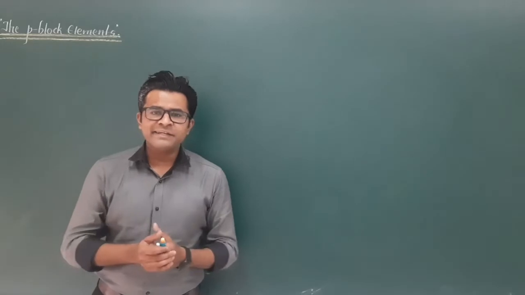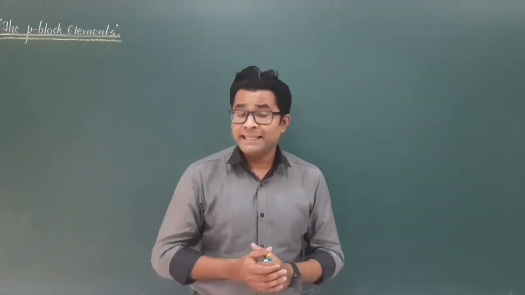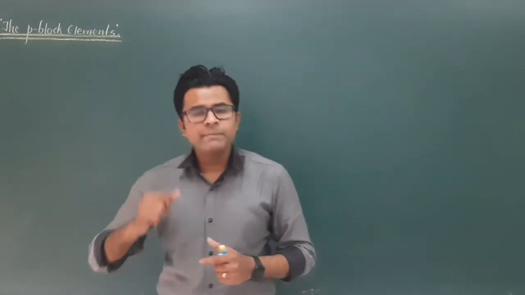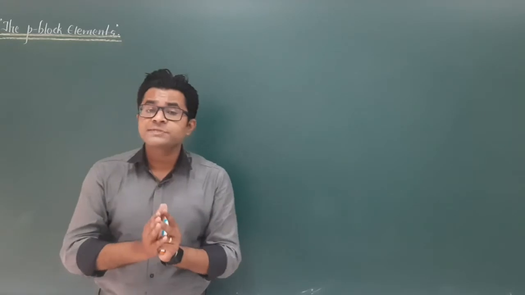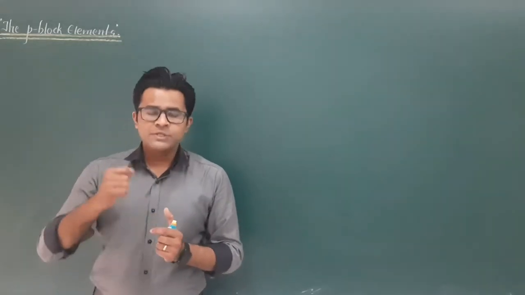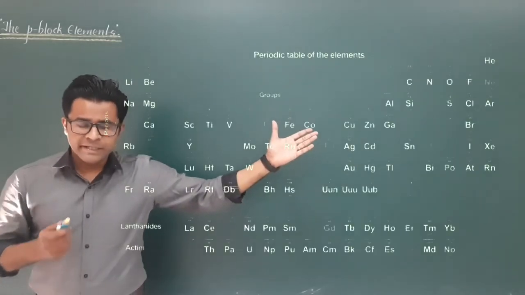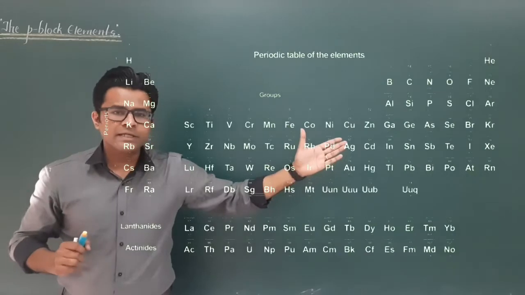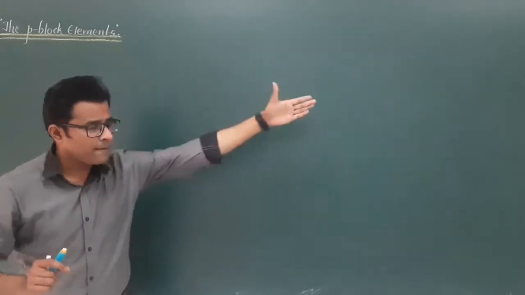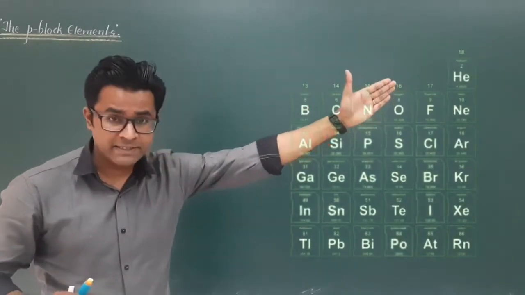Hello everyone and welcome to the next chapter of chemistry, and that is going to be the p block elements. So in the p block elements we are going to strictly discuss group number 13 and group number 14. As we have already seen about the periodic table, in this particular periodic table we are going to discuss the elements which start from boron to the noble gases.